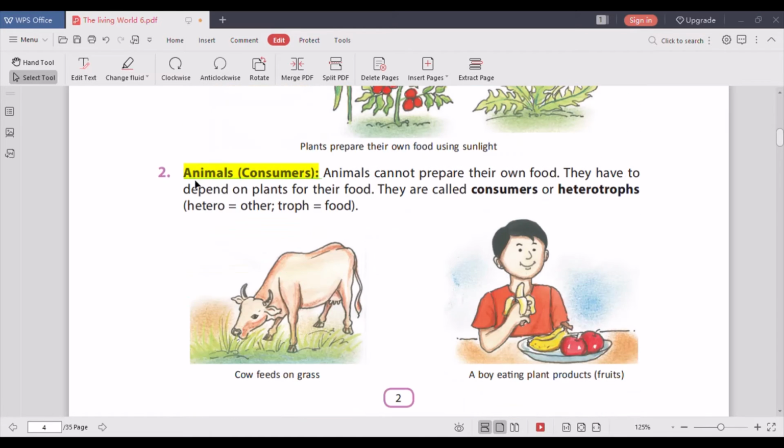Animals are called consumers. Animals cannot prepare their own food. They have to depend on plants for food. They are called consumers or heterotrophs. So here heterotrophs means hetero means other, troph means food. So this means the consumer depends on other's food. We are eating the plant's food.